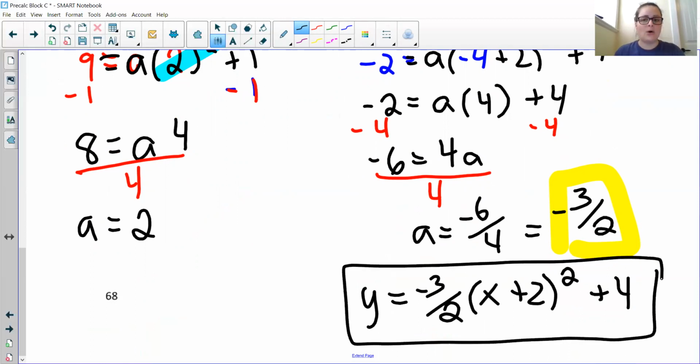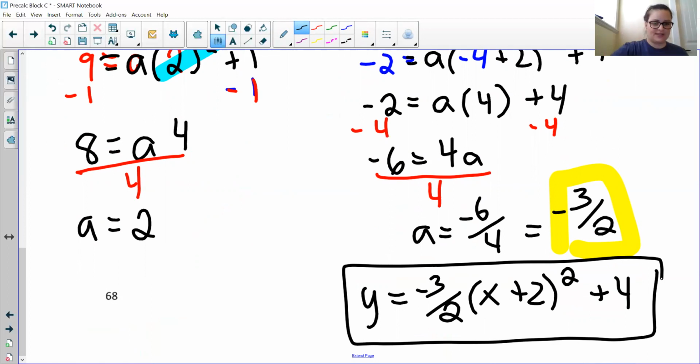Now to test it out, I could put in a negative 4 for x and make sure it equals negative 2, make sure I did my work right. Or I could put in a negative 2 for y, because I know this is a point, and make sure that I can solve for x being negative 4.